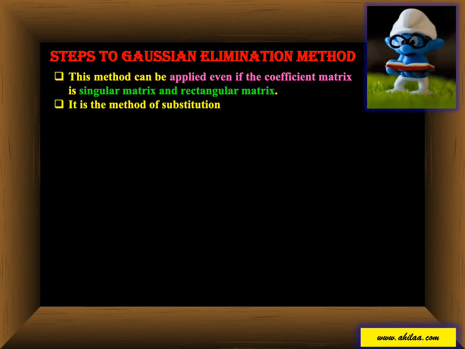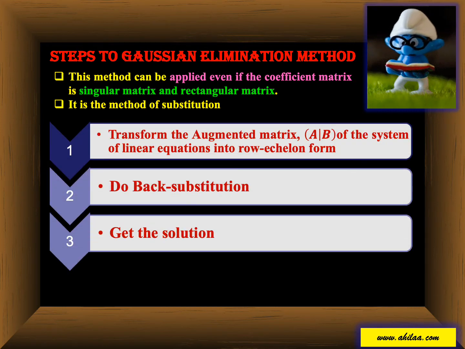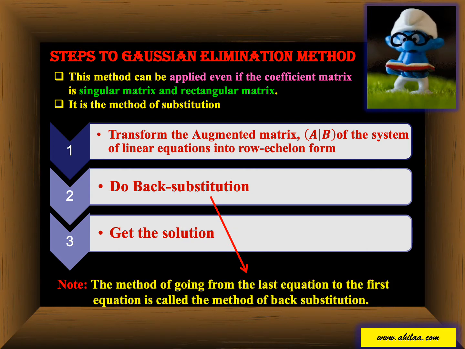It is the method of substitution. Step 1. Transform the augmented matrix A bar B of the system of linear equations into row echelon form. Step 2. Do back substitution. Step 3. Get the solution. So what is back substitution? The method of going from the last equation to the first equation is called the method of back substitution. Understood? Very good.